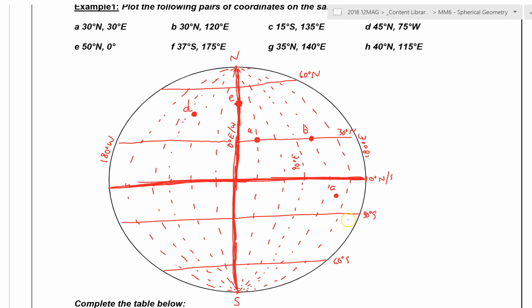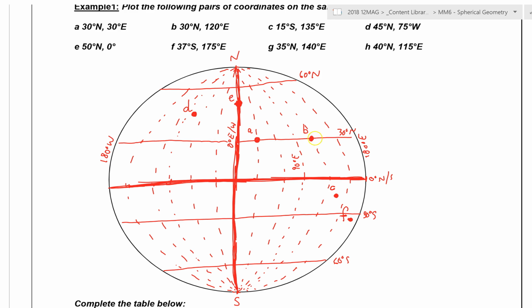Right, and that's nearly all the way around here. So I reckon that's about here. Oops, somewhere around here. That's F. G, 35 north, 140 east. Okay, 30. That's my 30 north, so 35 just above that, 140 east.